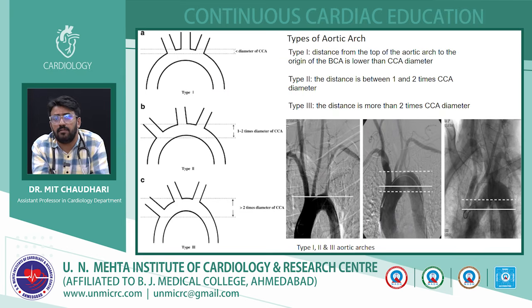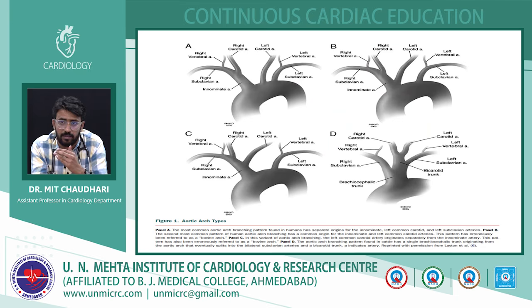So these are the variants of the aortic arch that I have already told you. There are 3 types, and it is based on the distance from the top of the aortic arch to the origin of the brachiocephalic artery. If this distance is less, then it is more into type 1. As this distance increases, then it becomes type 3. You can see here that it could be very difficult to engage the type 3 arch or even type 2 arch because the origin of the right brachiocephalic artery is so low in such arches.